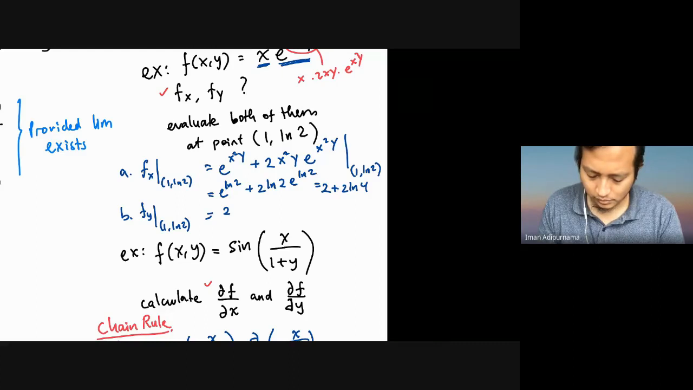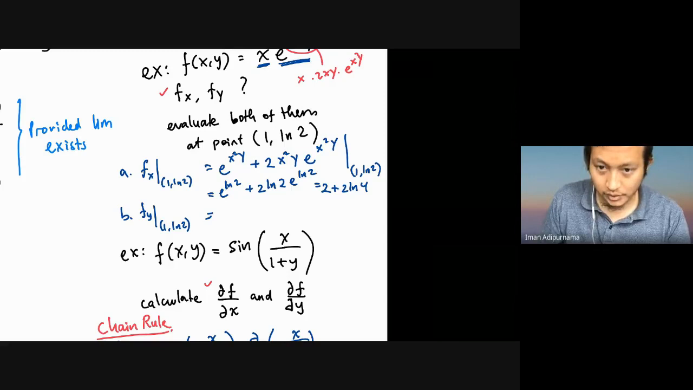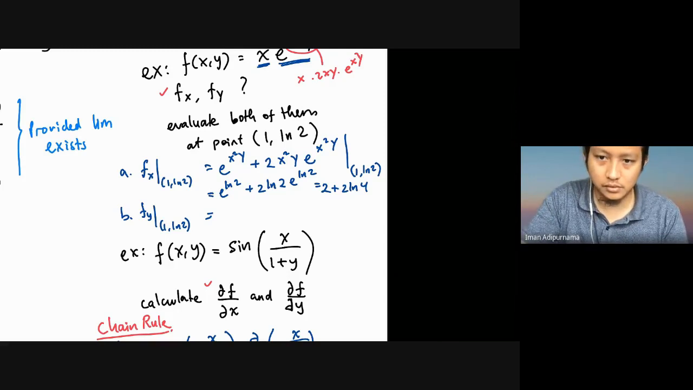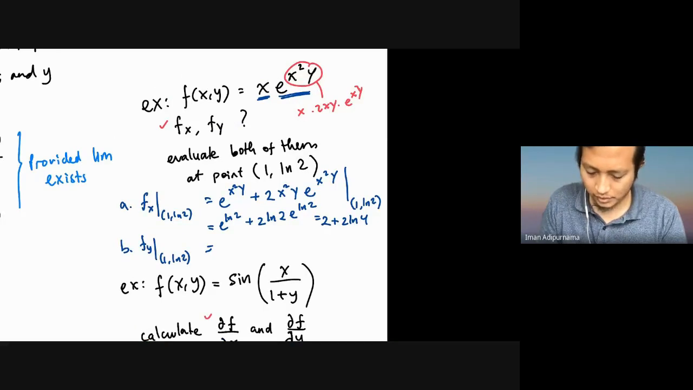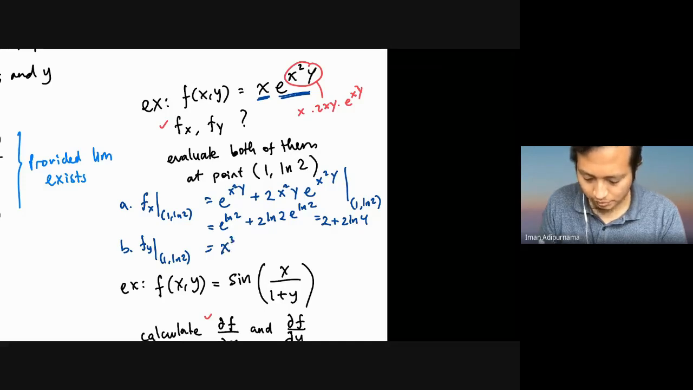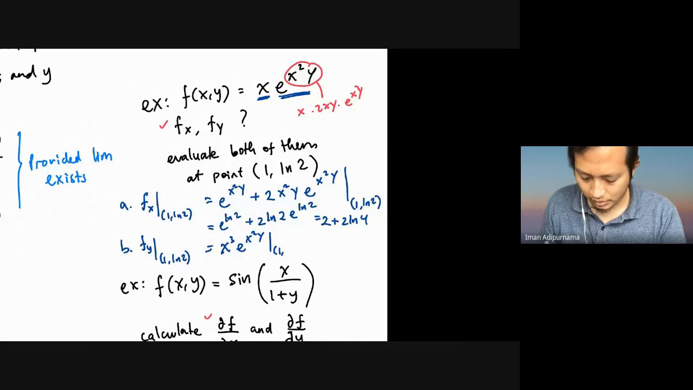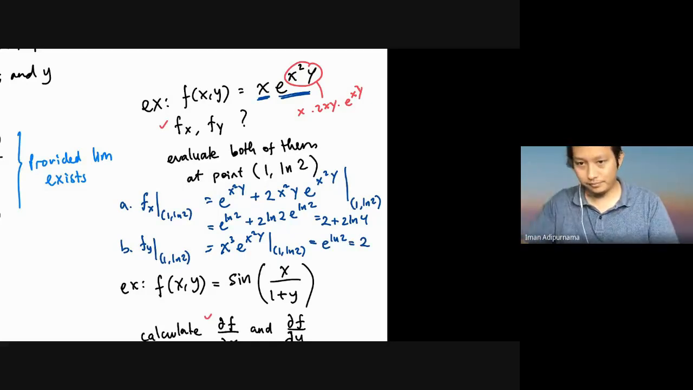Okay. Right. Okay. The FY, it's just that we treat the x as a constant. So x squared and then x becomes x cubed. And then e^(x squared y), and plug in the coordinate, it will be e^(ln 2) or 2. Okay.